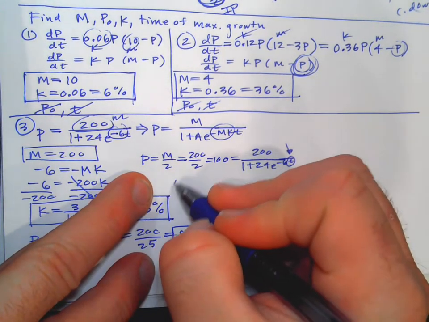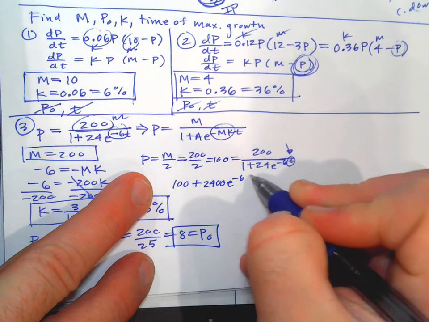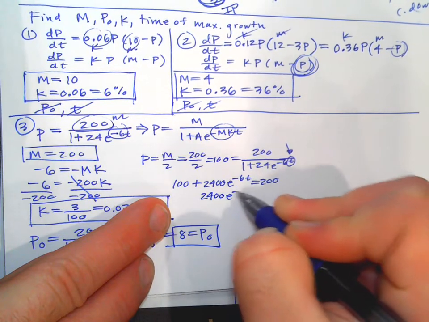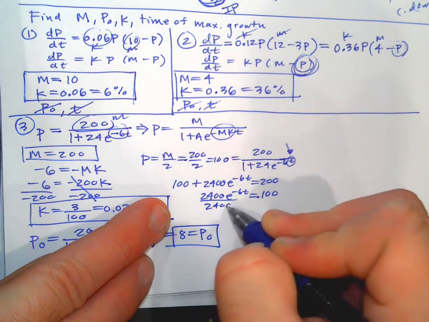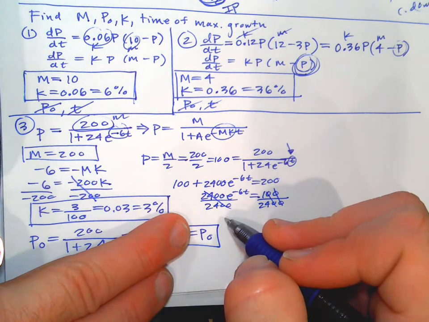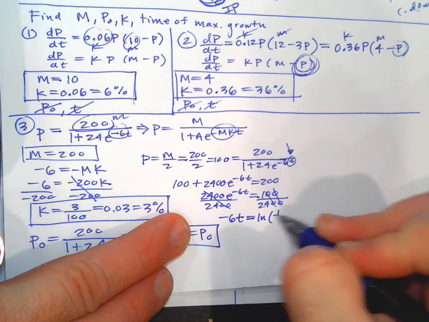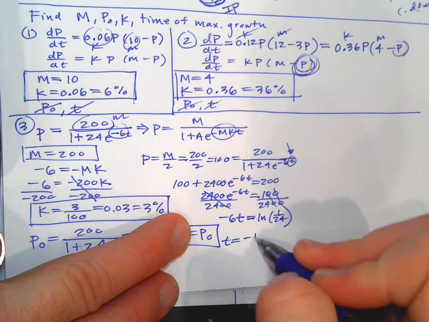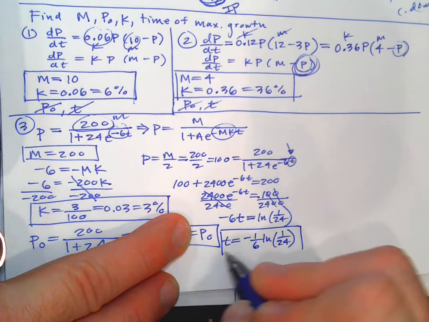So I'm going to multiply this over to the other side. And we'll just keep solving. Subtract 100 from both sides. Divide both sides by 2400. Take the natural log of both sides to get rid of the e. And then divide both sides by -6. So it's negative 1/6 natural log of 1/24. That's the time of max growth rate.